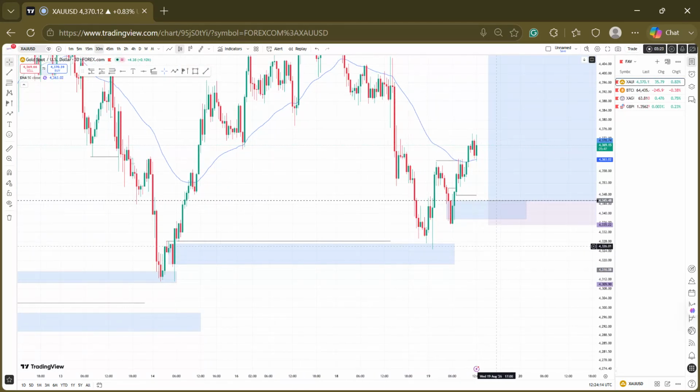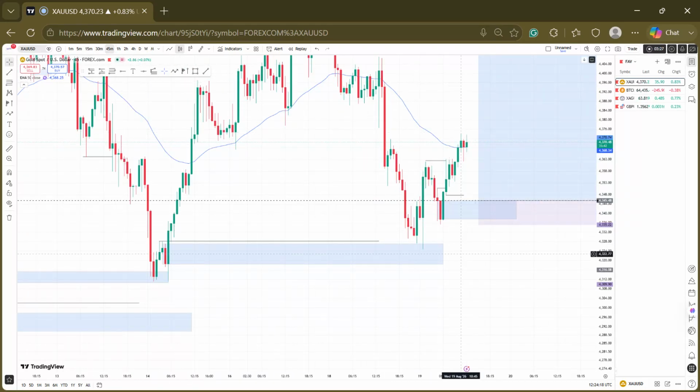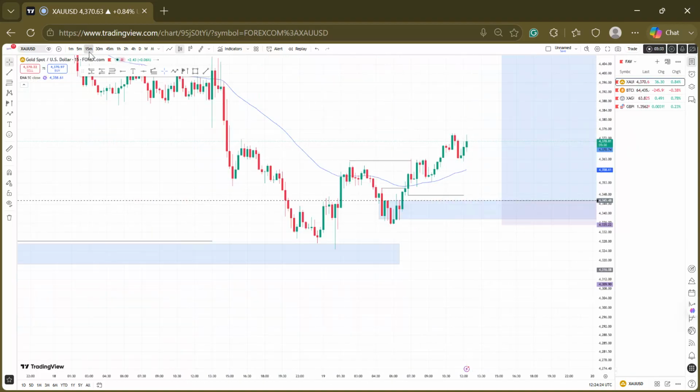So the next thing now is to put it to 45 minutes. You can see a clear break of structure here. After this clear break of structure, you just need to come to a lower time frame. After the break of structure over here, another break of structure over here, and another break of structure over here, there was another block that was created here. You can see it from the 15-minute time frame and the 45-minute time frame.